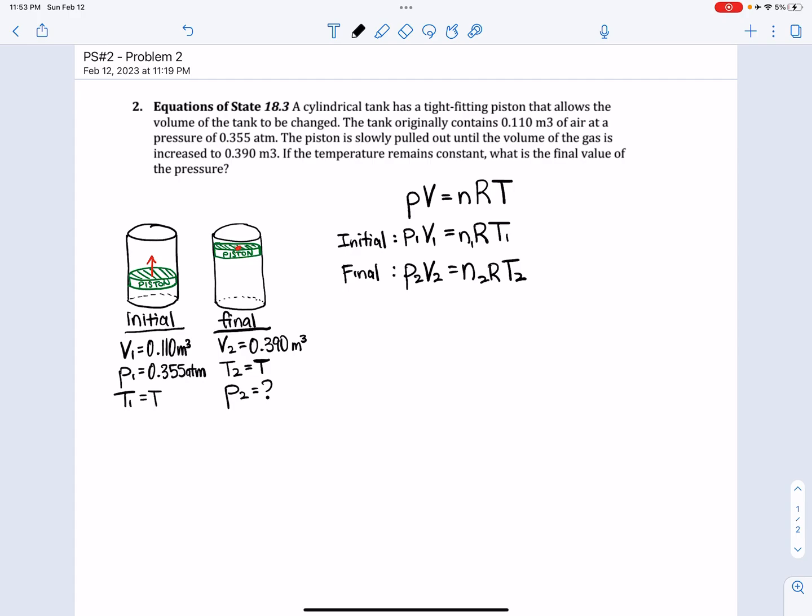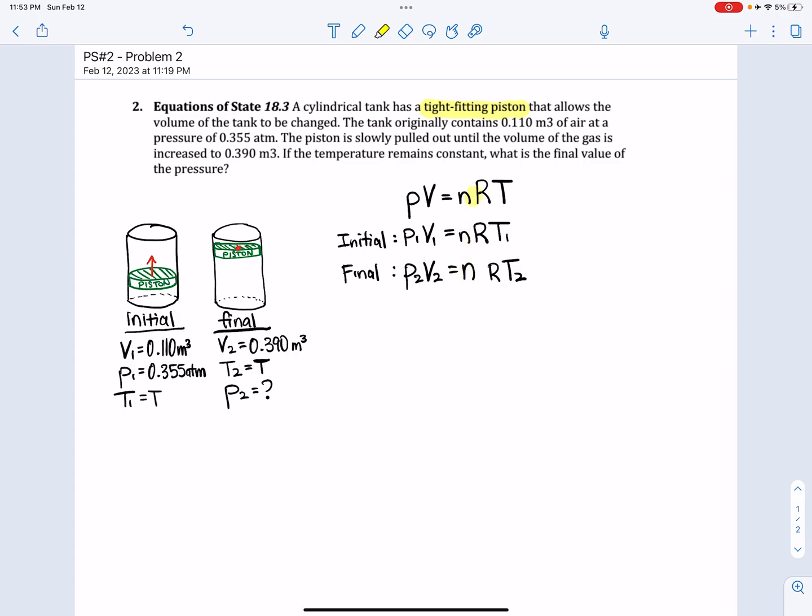But we know that the cylindrical tank has a tight-fitting piston, right? Because it's a tight-fitting piston, I know that the amount of gas inside won't change. So N is constant, because the amount of gas inside the piston doesn't change. Volume might change, pressure might change, but the amount of gas inside the piston does not change. Okay, so N is constant.